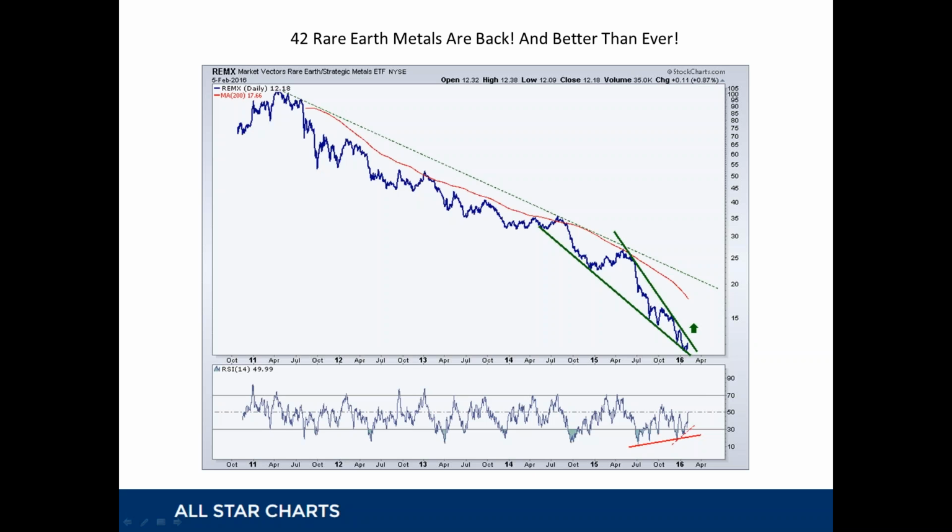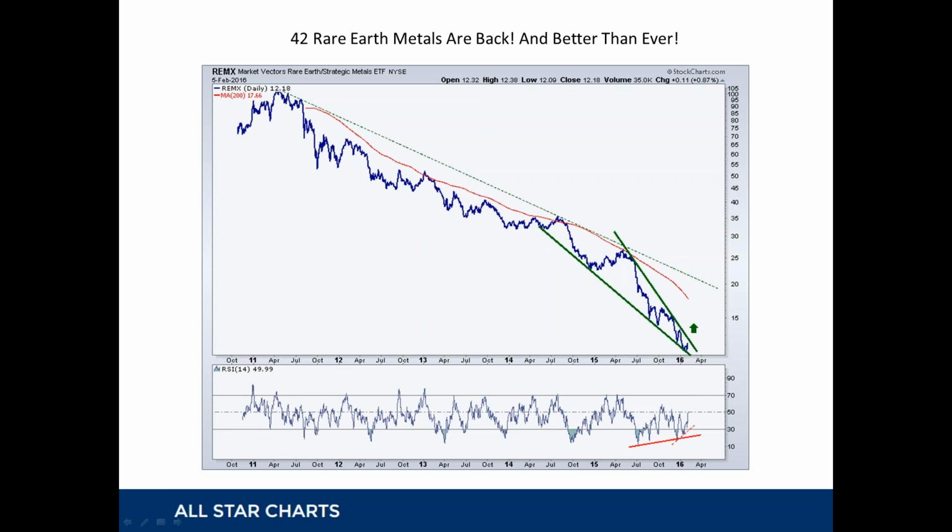Rare earth metals is something, speaking of never getting mentioned. There are some of you watching this that have been around the market for a long time, and some of you that are new to this market. But I can tell you that back in 2009, 2010, rare earth metals were all the craze.